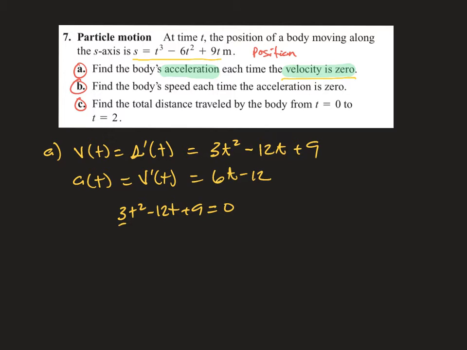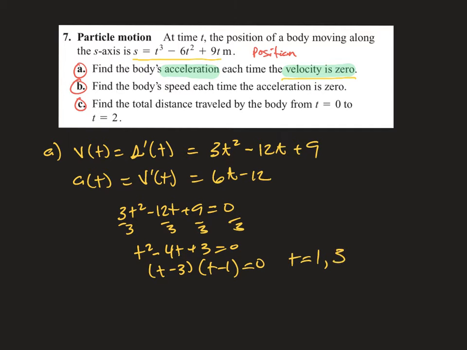If I divide everything by 3, I get t squared minus 4t plus 3 equals 0. And that factors as t minus 3 and t minus 1. And so my solutions are t equals 1 and t equals 3. These are the places where the velocity is 0.